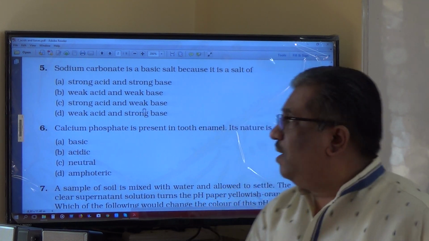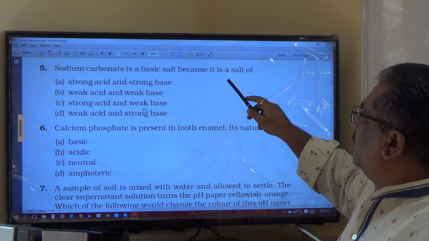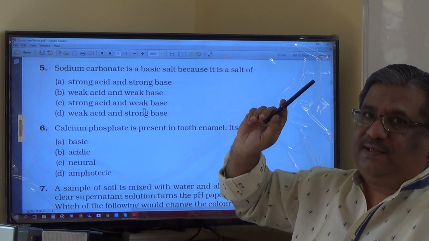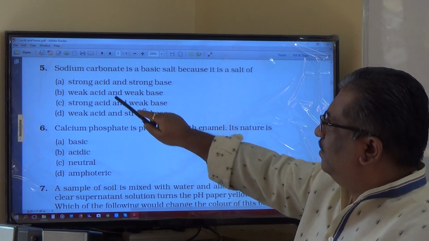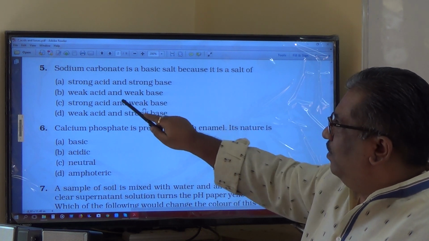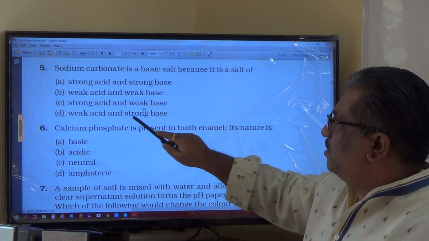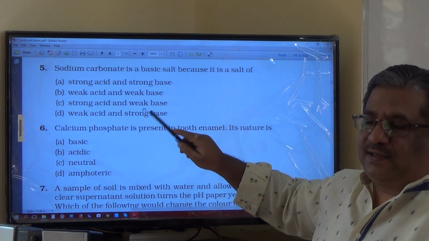Next. Sodium carbonate is a basic salt. A basic salt comes from a strong base. Check wherever strong base, weak acid. Strong acid, strong base, no. Weak acid, weak base, no. Strong acid, weak base, no. Weak acid, strong base. Yes, answer D is the correct answer. Next.